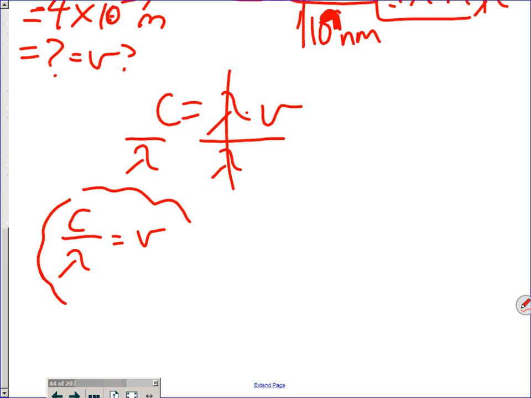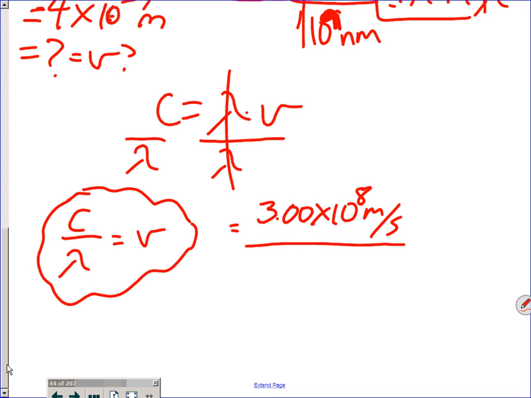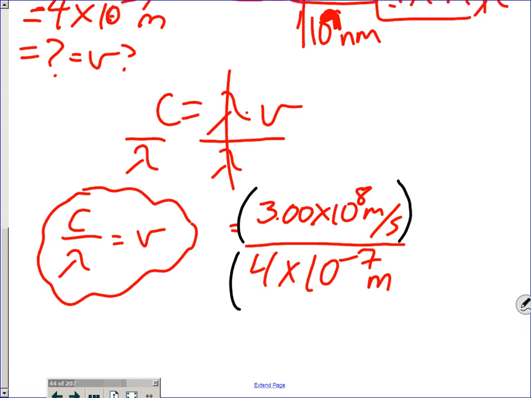So this is the happy equation that we will be plugging everything into, right? So what is C? 3.00 times 10 to the 8th meters per second. Good. Divided by 4 times 10 to the -7th meters. Before you calculate, your calculator is not as smart as you think it is, and so user error usually occurs here. You must put parentheses around your numerator, and when you divide, parentheses around your denominator. Calculate.